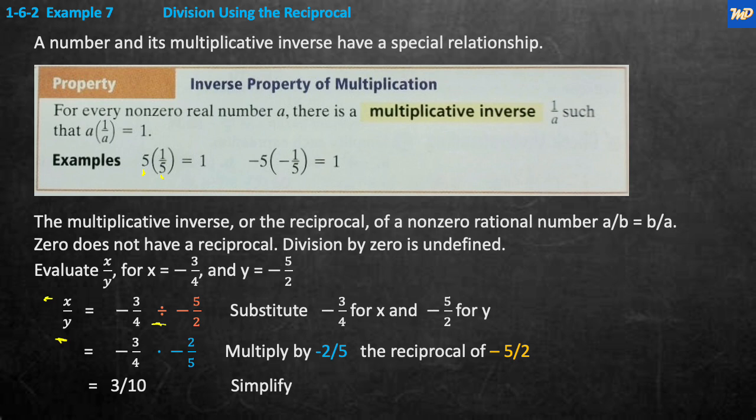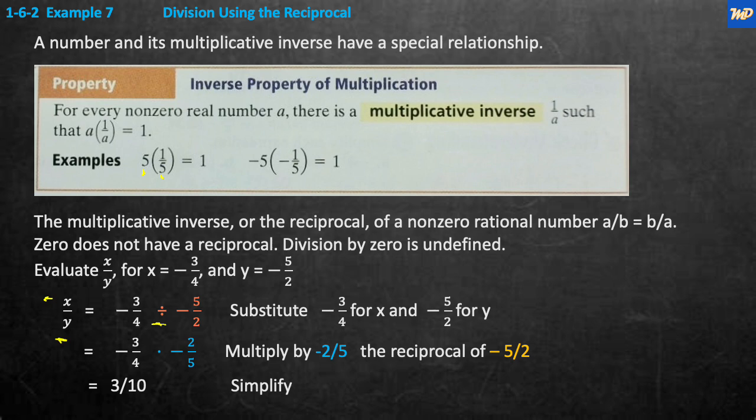And then the next step is to convert it to multiplication. You do that by inverting, getting the reciprocal, multiplying by the multiplicative inverse. If you're dividing by fractions, you can multiply by the multiplicative inverse. So we flipped it. Negative 5/2 becomes negative 2/5. And you could have flipped either one of these. Anyways, so now we have negative 3/4 times negative 2/5.